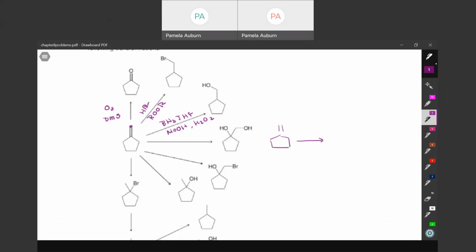So metachloroperbenzoic acid. And the reason that it's metachloroperbenzoic acid is that it's a solid. So I could use another peroxide, but I have an easier time handling and weighing a solid than I would with a liquid peroxide. So this is just really convenient as a solid. And what I would get initially is the epoxide.